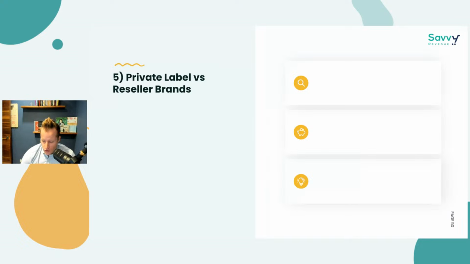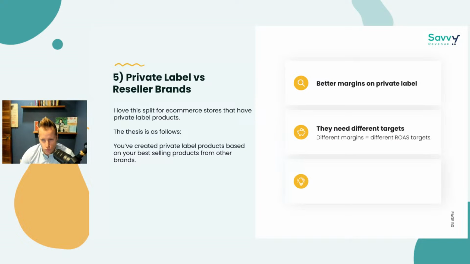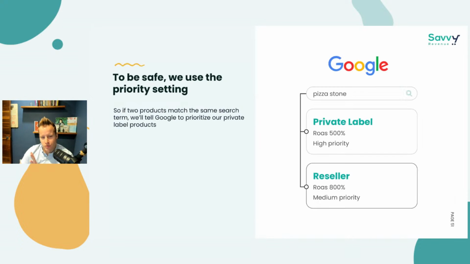Private label versus reseller brands. This is perhaps one of my best splits for e-commerce stores that have private label products, because you go out and you create a private label product based on the categories that you see selling from other brands. And the whole goal here is that they have better margins, so they need different targets. Different margins and different ROAS targets. And a lot of times you'll sell brands in that category already. So let's say you're selling shorts. You have your own shorts and you have reseller shorts. Well, you still want to have both show, but you just want to split it up.